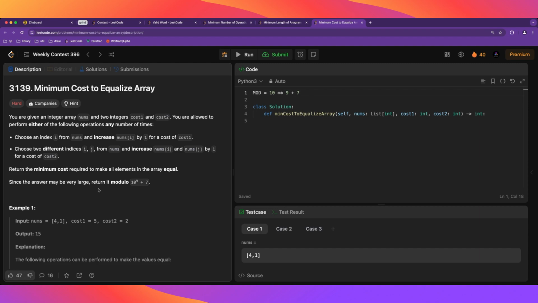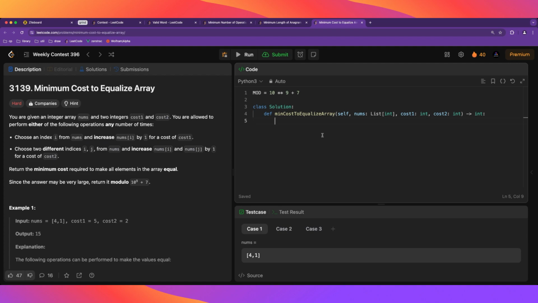Okay, so the first observation here is that, well, we want to use the second operation, the one that changes two indices, only if it's a discount, right? Only if it's a volume discount with respect to the cost 1. If I can do two cost 1s for the cost of the cost 2 operation, then I can just increase by 1 and I will do better.